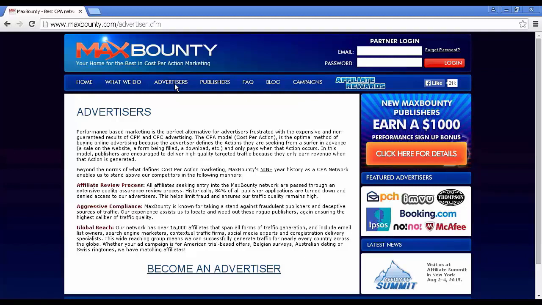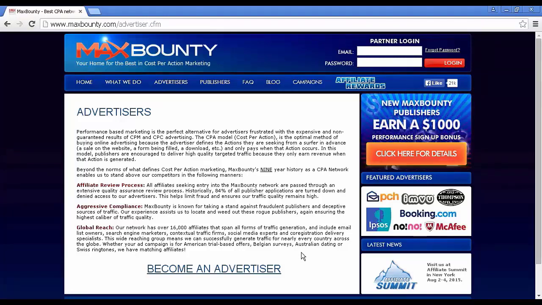Whether your ad campaign is for American trial-based offers, Belgian surveys, Australian dating or Swiss ringtones, we have matching affiliates. And then you click on the link here to become an advertiser. Max Bounty allows the publishers to hand select which campaigns they want to run. As with other forms of CPA marketing, the advertiser needs to place a small bit of code onto their page, called a pixel, and the sales are tracked via cookies.